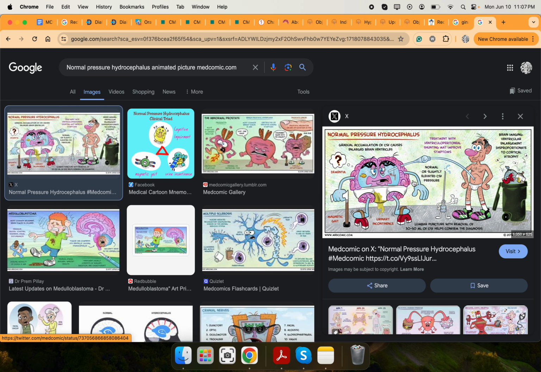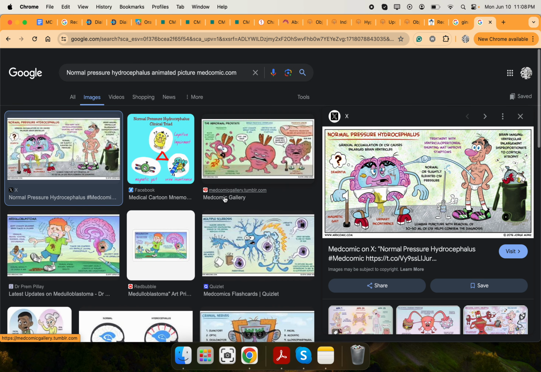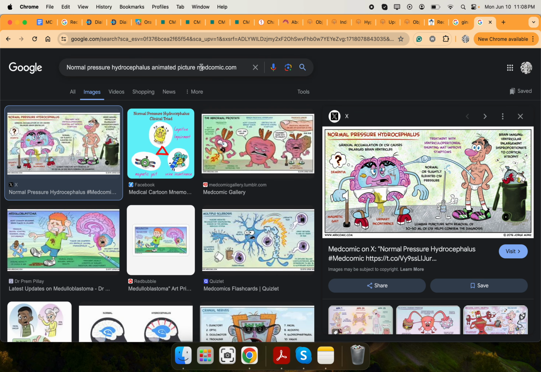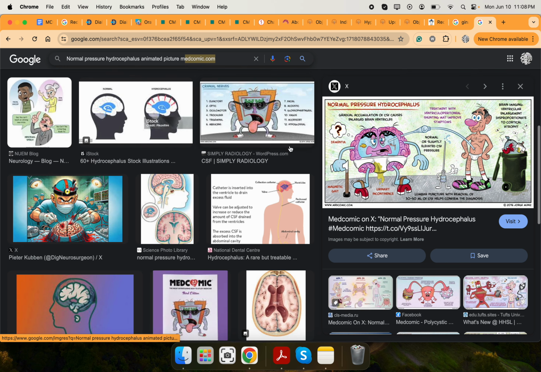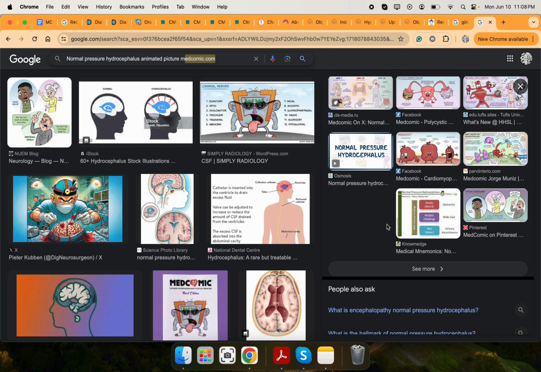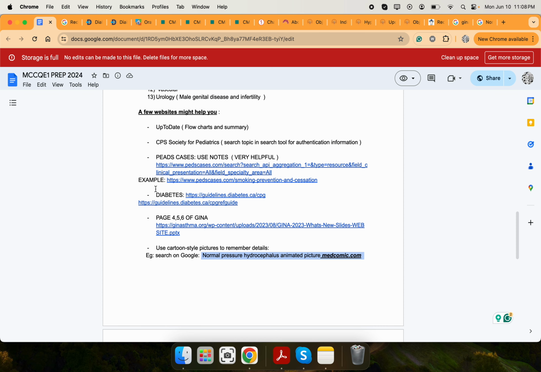So this is the one thing which I feel. There are multiple cartoonish pictures. If you write medcomic.com at the end of something, then I believe you will find thousands of pictures, and they are very helpful to remember most of the things.